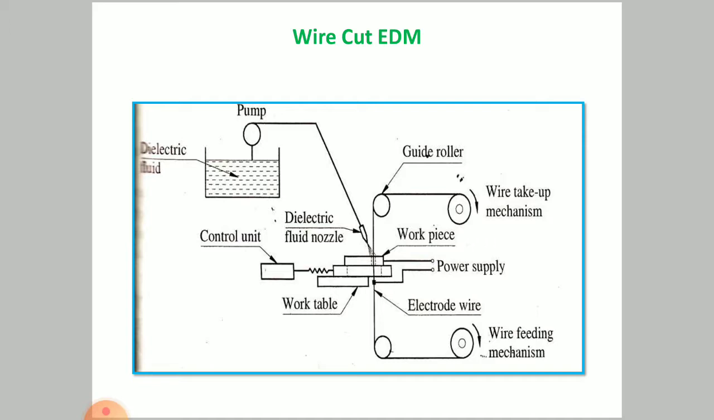Right, here you can observe the guide roller. Those rollers will play the role of keeping the wire in tension, in stress, right? If it is not there, the effectiveness of wire cut EDM will get reduced. And of course, the wire take up mechanism, a continuous spool, passes through the wire cut EDM.